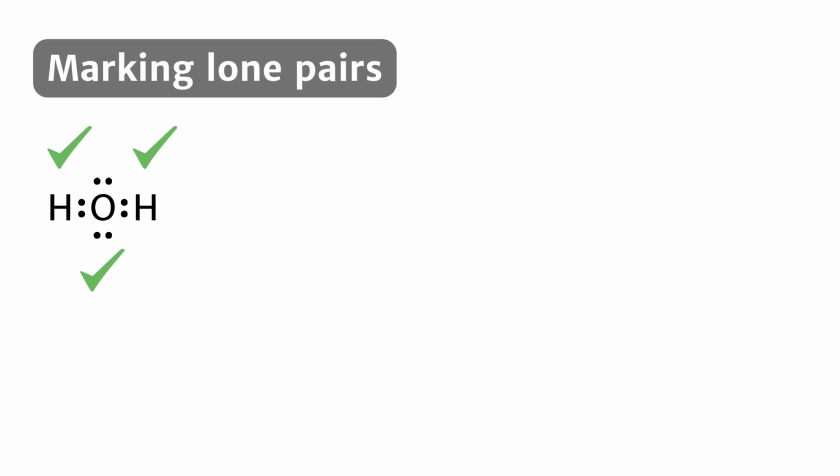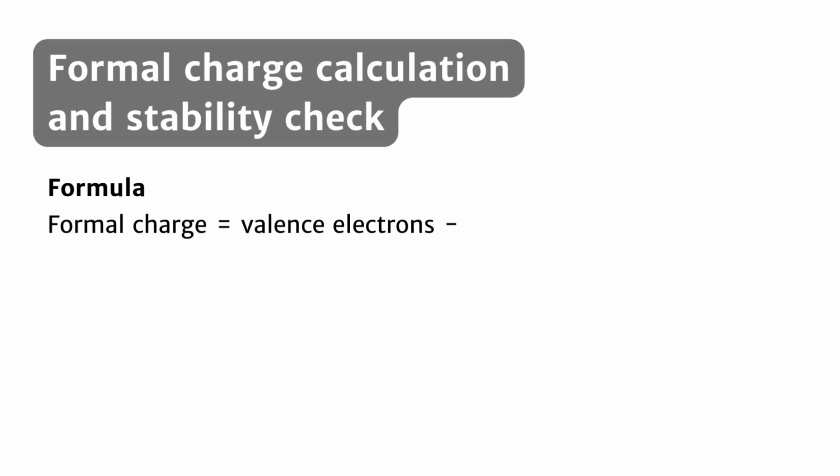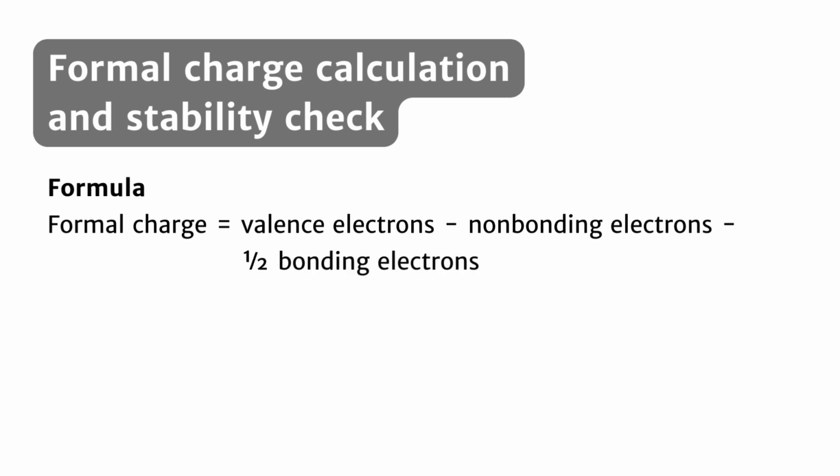Now, check the stability of the structure by calculating the formal charges. Use this formula to calculate formal charges for the H2O Lewis structure. Formal charge equals valence electrons minus non-bonding electrons minus half times bonding electrons. Input the data and place the values to determine the formal charges for each atom.